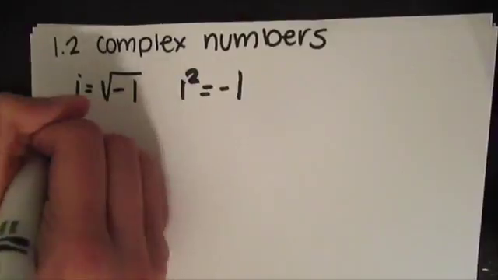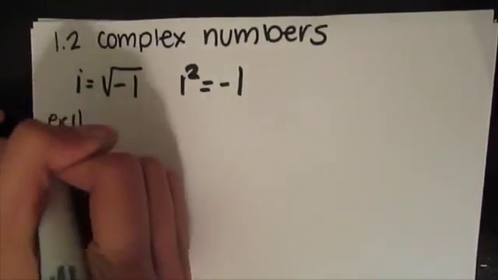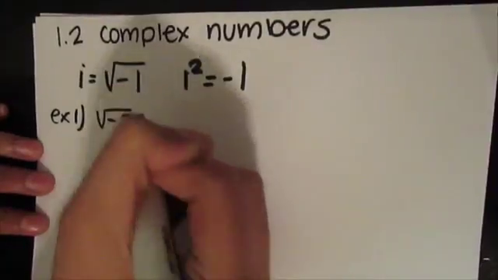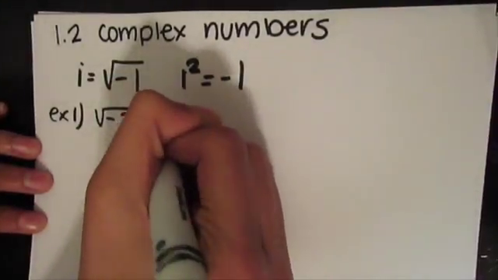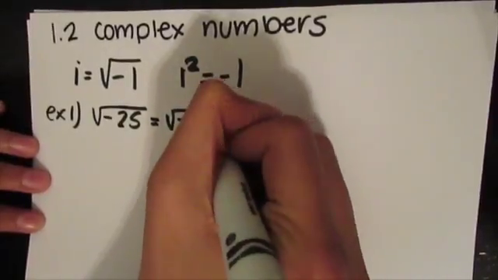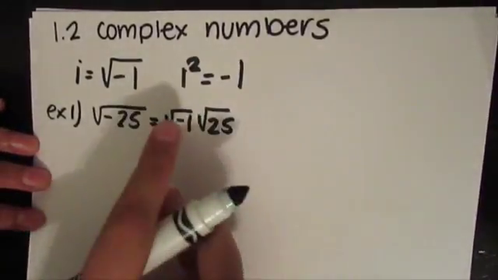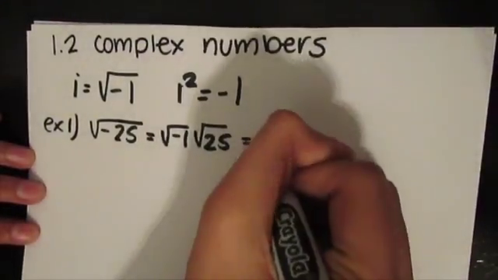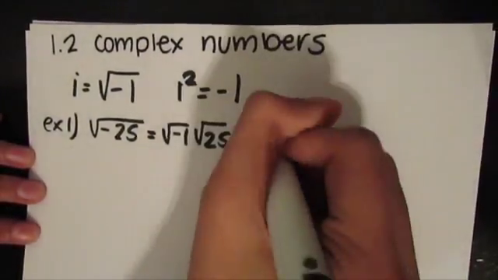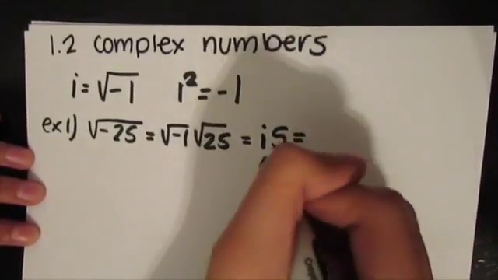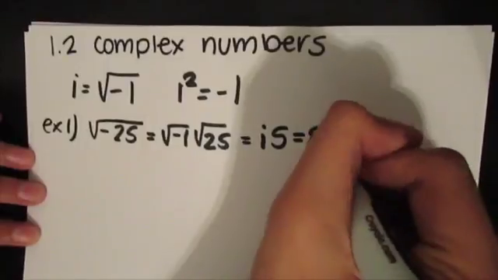For example, the square root of negative 25 is also equal to the square root of negative 1 times the square root of 25. So radical of negative 1 times radical of 25. So we know this is equal to i, and this is equal to 5. So in the end, to fix this, we have to have the number first, so it would be 5i.